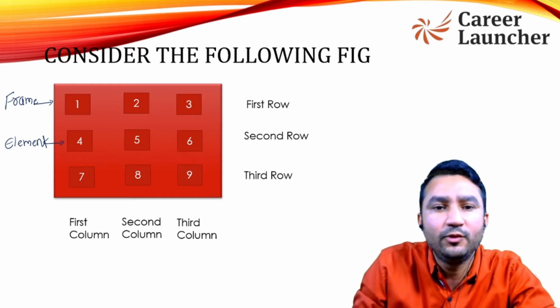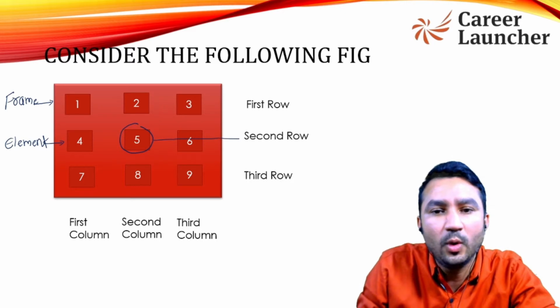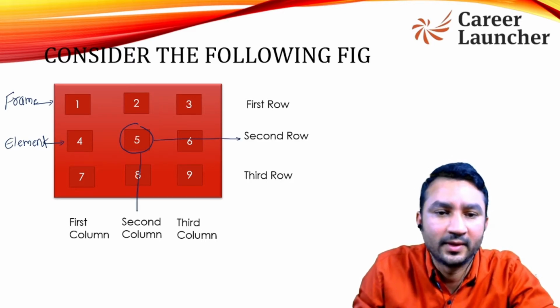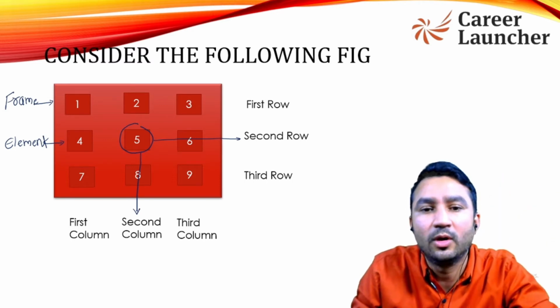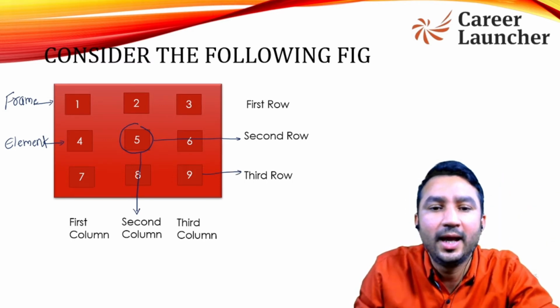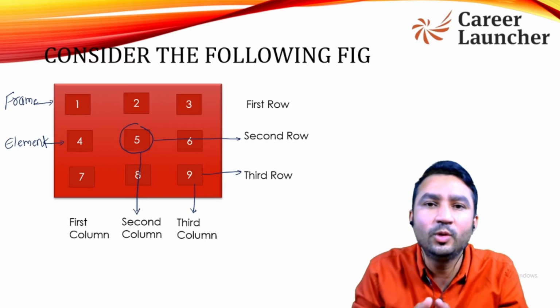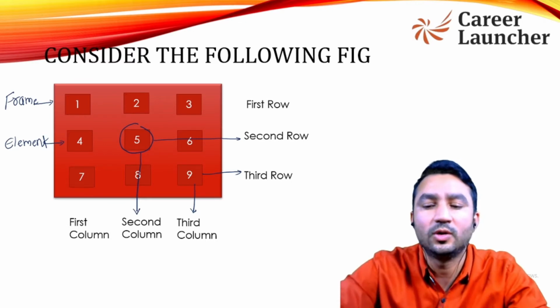Every element has a specific name. For example, the fifth element belongs to the second row and the second column. And if you want to name the ninth element, which is at the right bottom corner, it belongs to the third row and the third column. So we will solve the questions with this terminology.